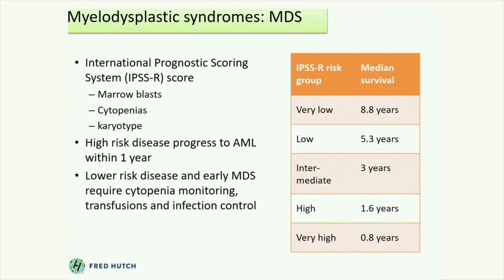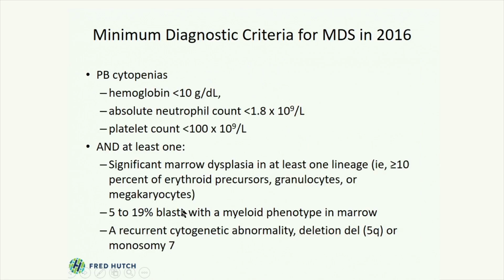We prognosticate MDSs based on an International Prognostic Scoring System, and there's a little R now because this is revised. It is based on the blast count, the cytopenias, and also what karyotype these patients have. In the highest risk group, these patients have a risk of progression to AML within a year. In the very high group, your median survival is less than a year. Lower risk patients can actually undergo monitoring, transfusion, and infection control as support is needed.